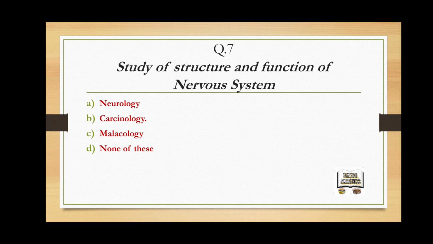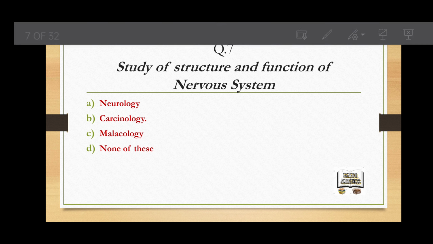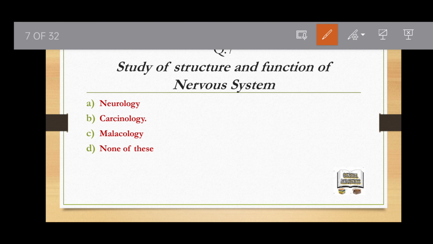Next question. Study of structure and function of nervous system. Option A neurology, option B carcinology, option C malacology, option D none of these. The correct answer is option A neurology.